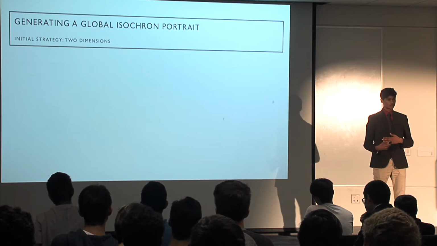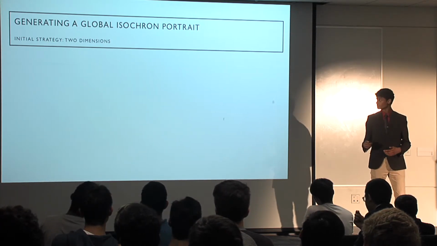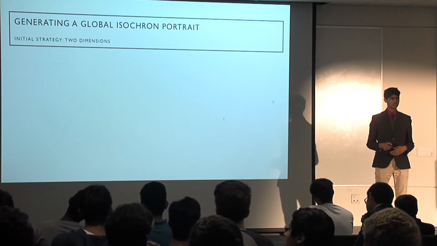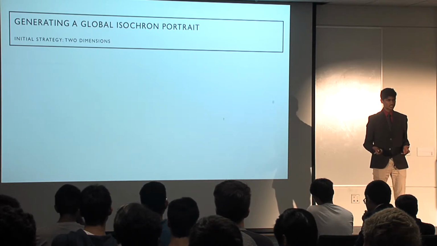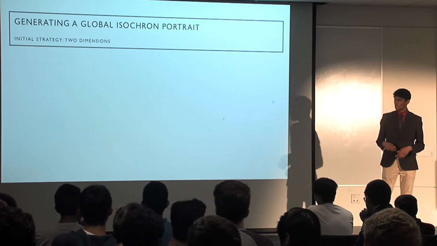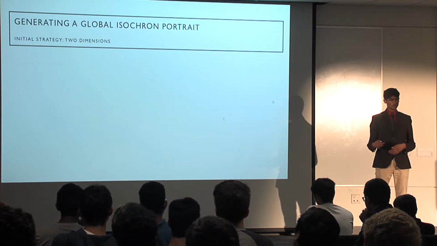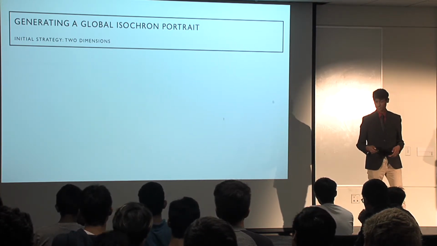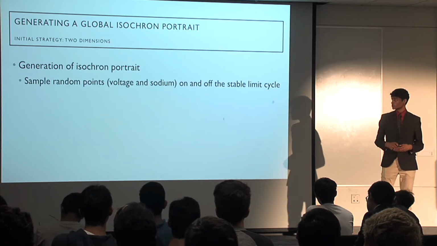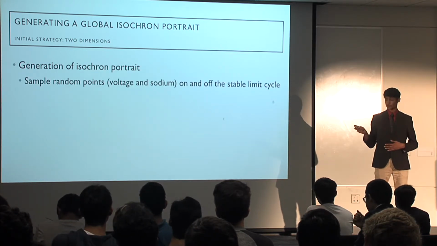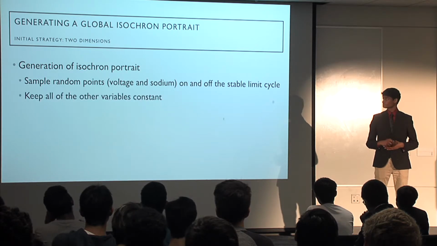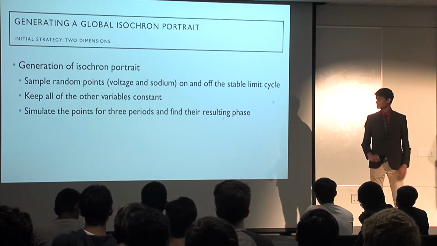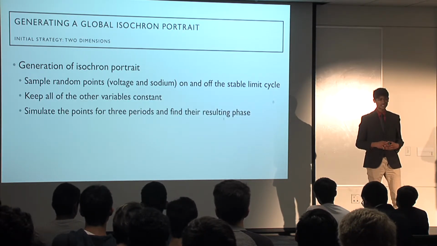Generating a global isochron portrait. So this is where our research actually comes in. And so the initial strategy was, okay, we can't really visualize 5 dimensions, so let's just consider 2 of them. Arbitrarily, I thought that maybe voltage and sodium are probably the most important parts of a neuron, since that's what I'd heard. So to generate my isochron portrait, I sampled random points, voltage and sodium, off the stable limit cycle. I kept all the other variables constant, and I simulated the points for 3 periods and found the resulting phase.